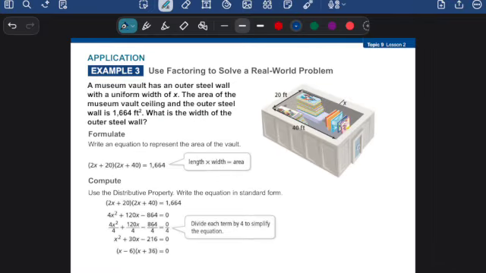Example 3, our application problem. How do we use this in the real world? Well, we have a museum vault with an outer steel wall with a uniform width of x. So the steel is x feet wide all the way around. This side is x also. The area of the museum vault ceiling and the outer steel wall is 1,664 feet squared. So just this area and the outer wall. So this whole thing has an area of 1,664. What is the width of the outer steel wall?